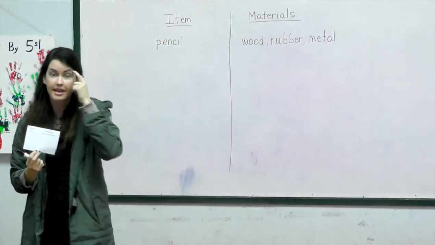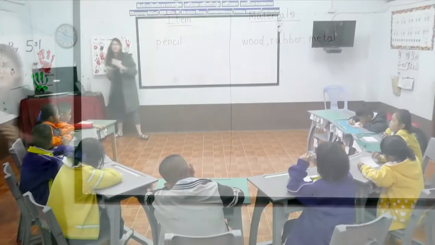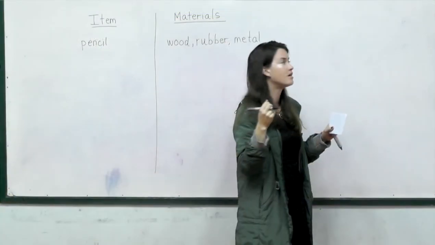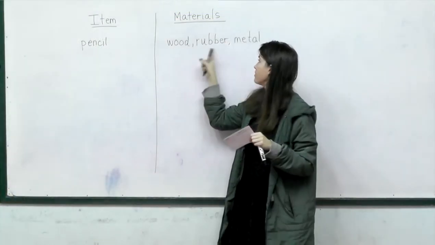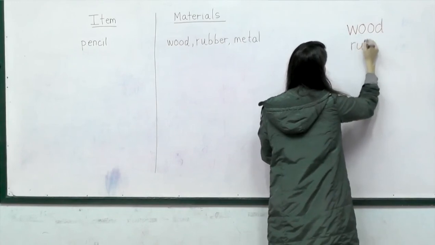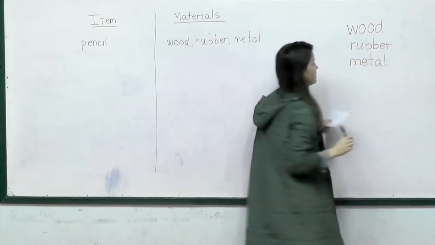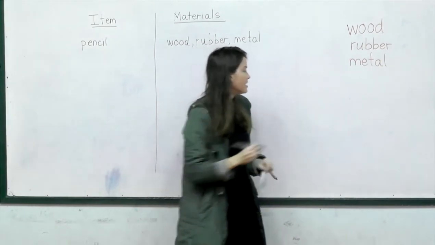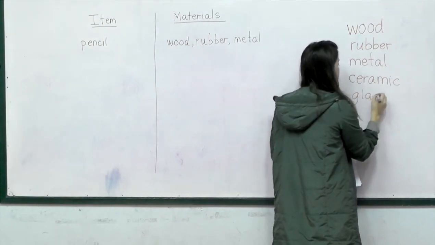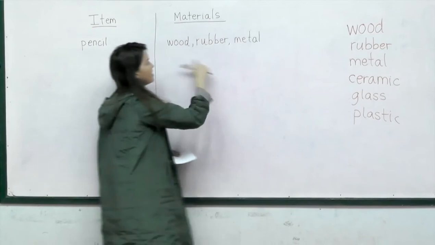And we're going to be looking and thinking about things that are made of at least 2 different materials. So let's put our materials on the board. What are our materials that we have, friends, that we've studied so far? What are the 6 materials we've studied so far? Wood, rubber, metal are 3 of them. Good. What are our other 3 materials? Ceramic. Glass. And plastic. Good, friends. So we're going to be putting these 6 materials under our list here.